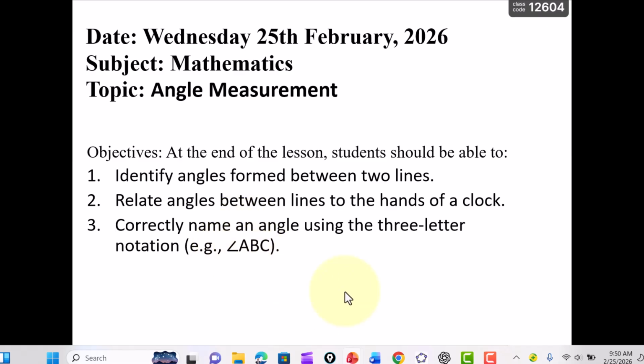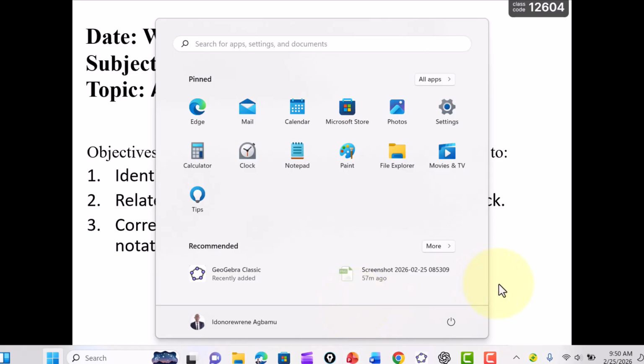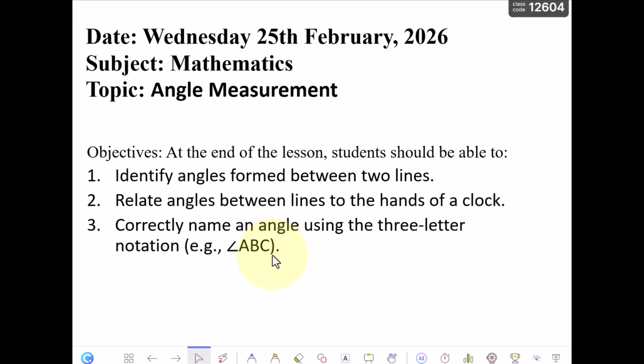Sometimes we label the angle as ABC, but the symbol will not be here. Something like this. You will see the symbol like this. The important thing here is that B is the vertex. The letter in the middle is the vertex of the angle. That is one beauty about naming an angle. So that is all we are going to learn in today's class. So let's go straight to the lesson now.